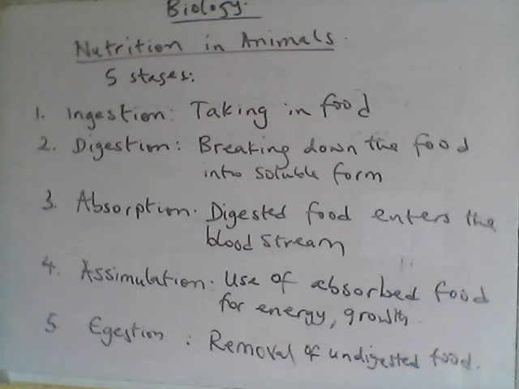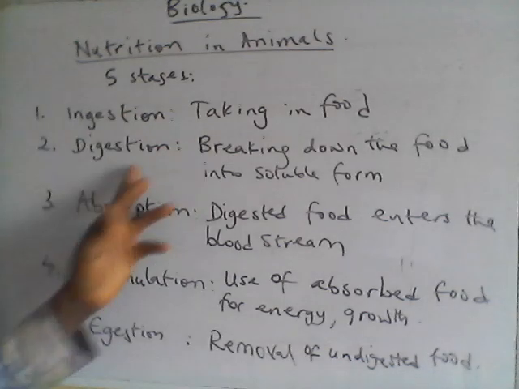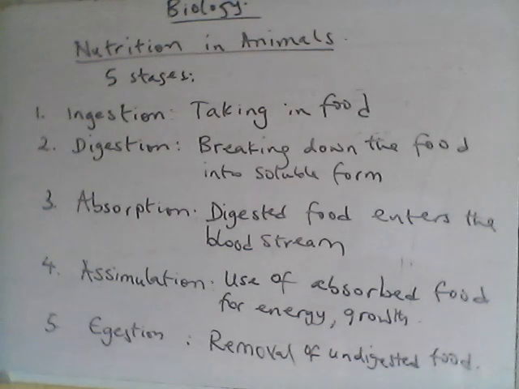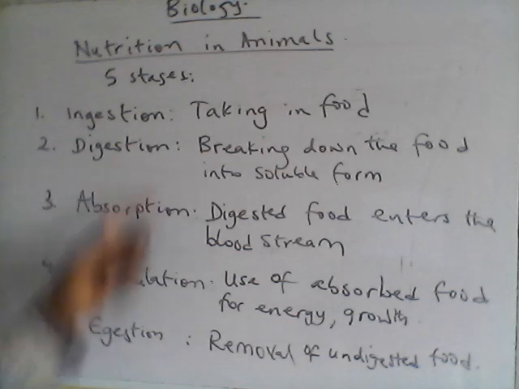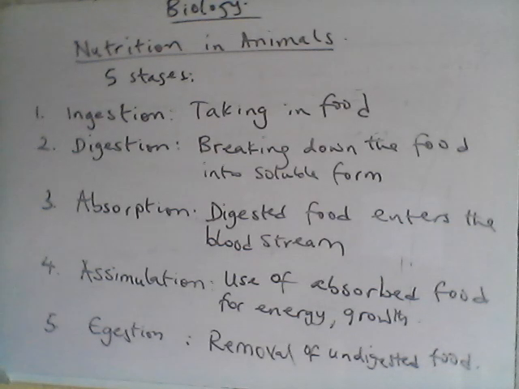Okay, so we have the 5 stages of nutrition in animals. I'm going to be reading you through the series of the "tions", a series of 5 of them. The first is ingestion. Ingestion is where you take in the food. Taking food into the mouth of the animal is ingestion. Digestion means breaking down the food into soluble forms. So inside the animal or human system, there is a system that breaks down this food into soluble form. Soluble form means a form that can be absorbed into the body.